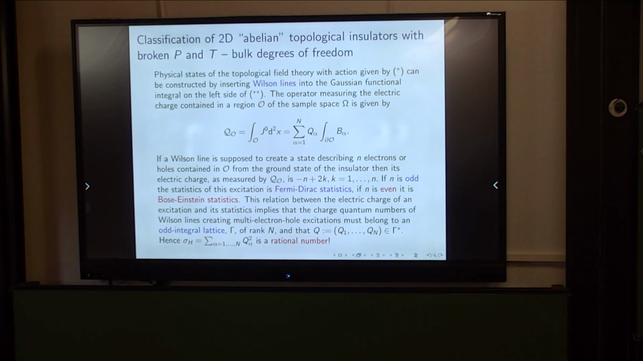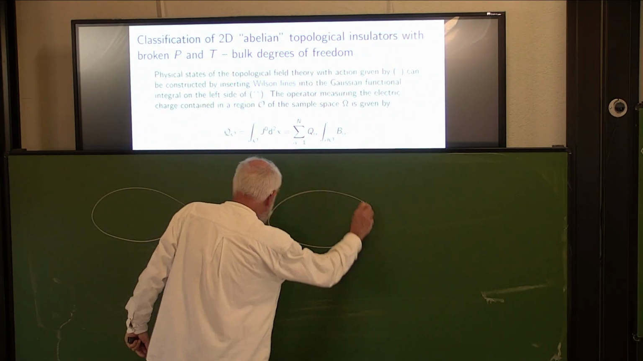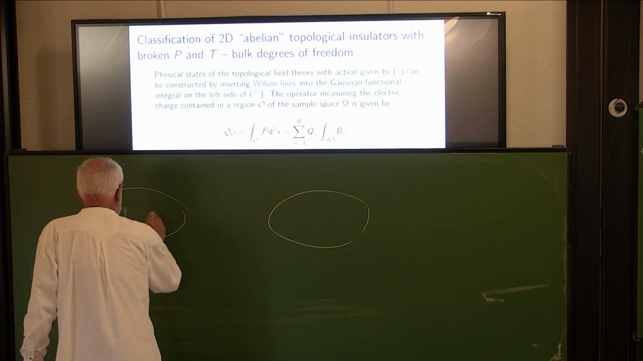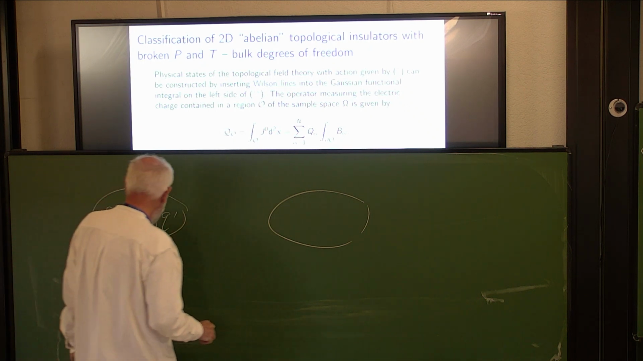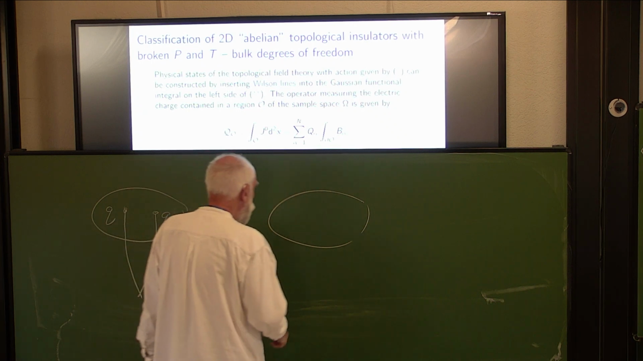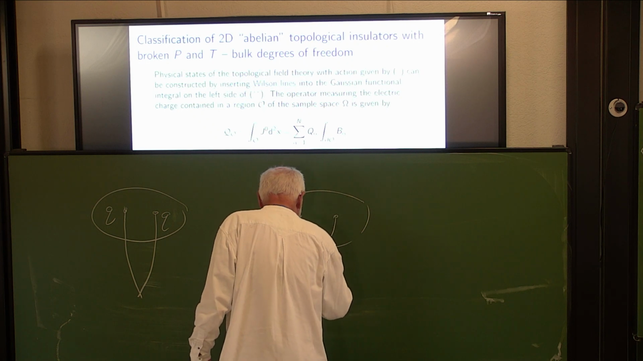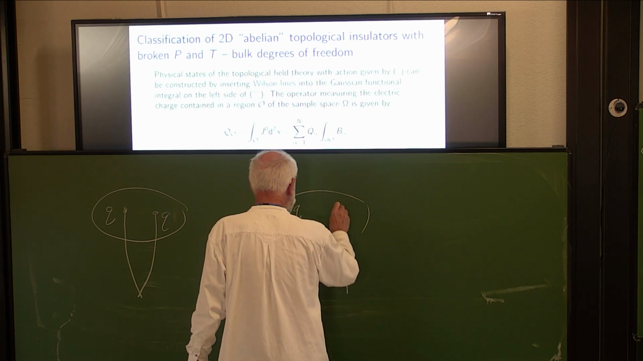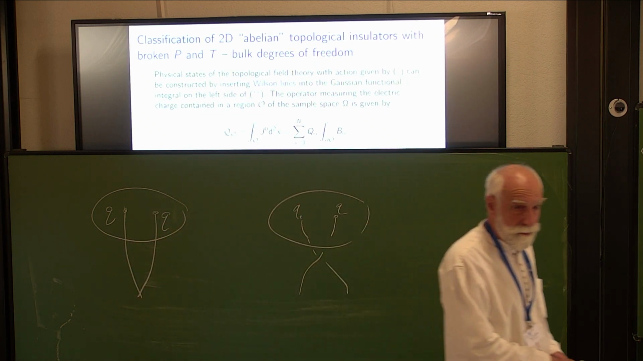Maybe I can use the other board. So, look at two pictures. Two Wilson lines like this, a vector q and the vector q prime, and maybe just with two q's. And now I look at the second picture where these strands have been interchanged. Like this, again a q. What happens with the state vector?